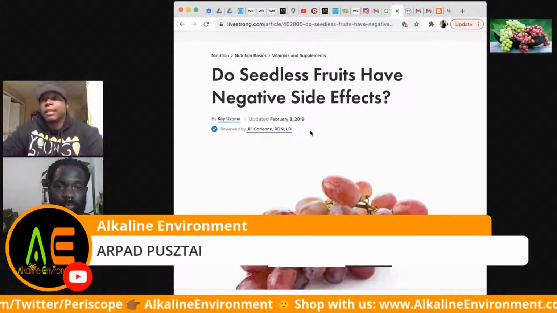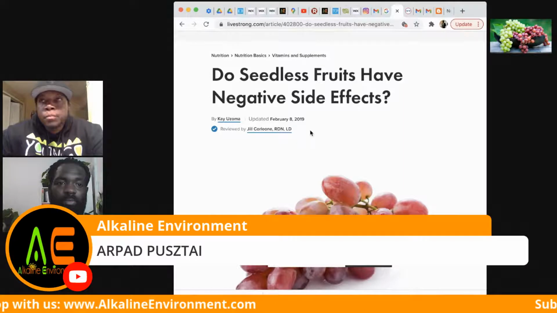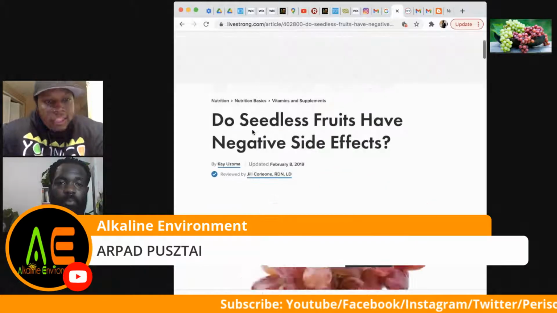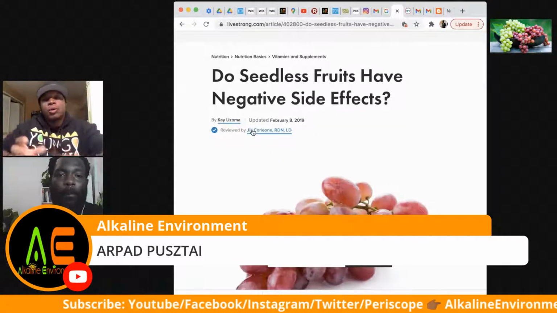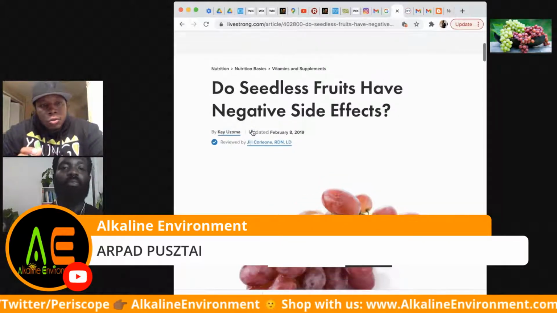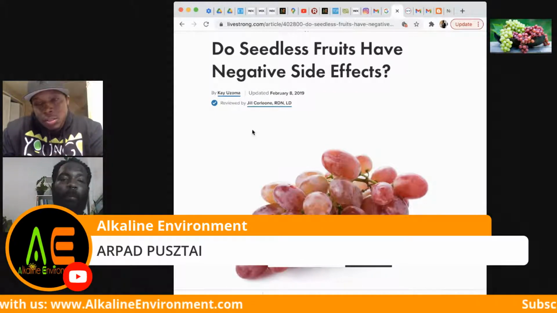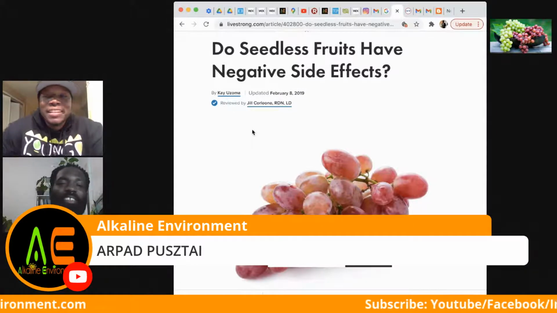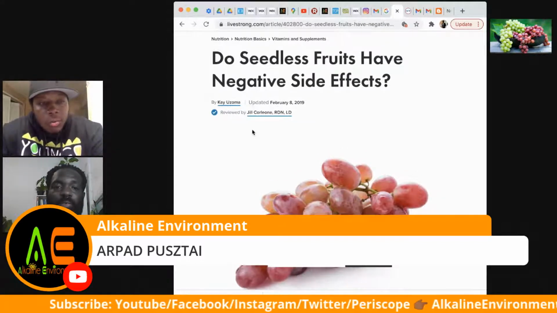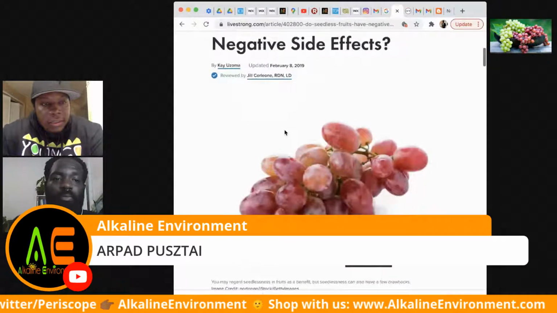You can tell that they didn't have an intent. It wasn't a bias type intent when they were putting out this information. A lot of times I try to look for updated articles, so you don't end up with an article that came out in 1965 when it's 2020. Information changes, stuff gets updated. So this article was updated February 8th, 2019, which is fairly new. That was last year.